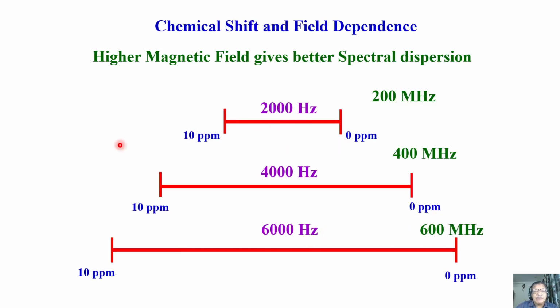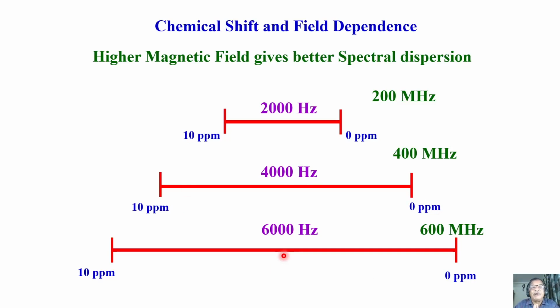But what is happening in the ppm scale? Always I am maintaining the same scale, 0 to 10 ppm, 0 to 10 ppm and 0 to 10 ppm. So in the ppm scale, it is not changing. 0 to 10 always remains. But when I go to higher and higher magnetic field, in the frequency scale you can see there is a spread in the spectrum. This we call spectral dispersion. The spectrum gets more and more dispersed. More and more dispersed means better advantage for us.